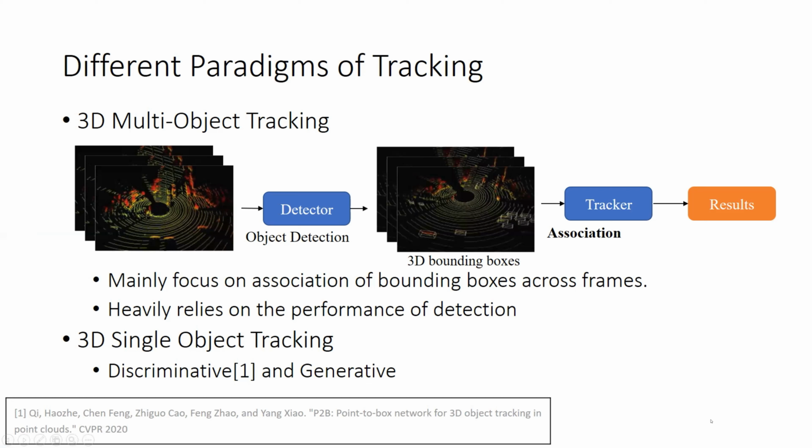On the contrary, there's another type of object tracking called single object tracking. In single object tracking, we don't assume the detection is given in each frame. So it only needs an initial bounding box in the first frame and subsequent point clouds. Briefly speaking, 3D SOT can be divided into two approaches. The first is the discriminative approach. The representative work is P2B, and the generative work I will introduce later.